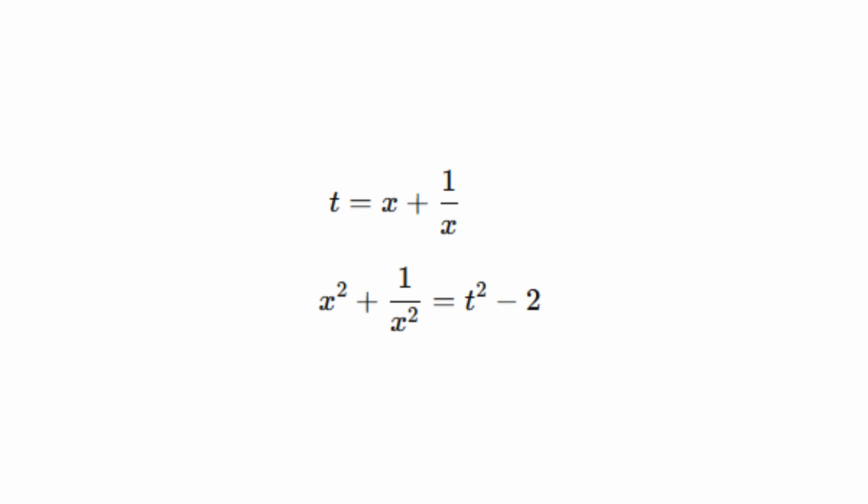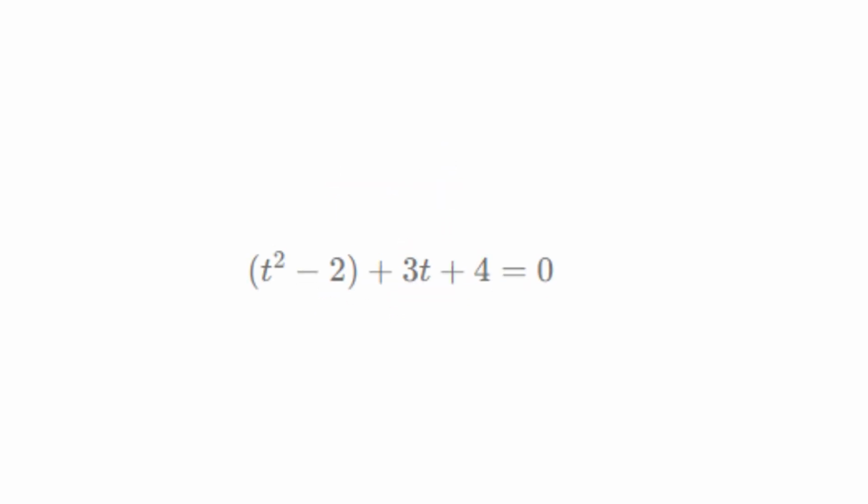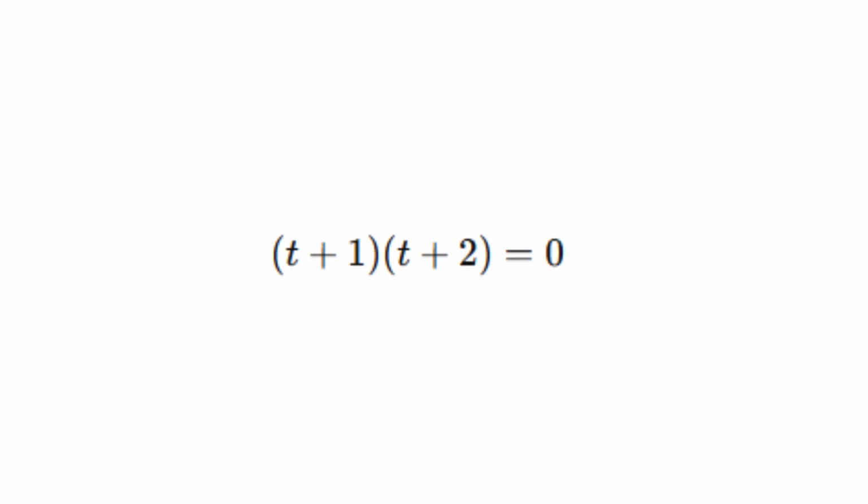Let t be the substitute for the grouped expression. Substituting this into the equation, it simplifies to a quadratic equation. Solve the quadratic equation. The quadratic equation obtained in the previous step is solved by factorizing.